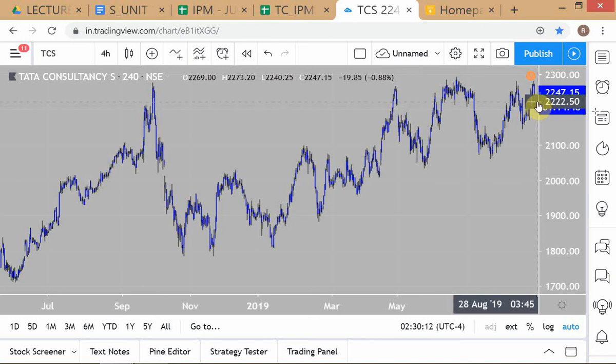So at this point, when the market is at 2220, the breakout trader already knows that if the market goes above 2300, I will become bullish, and therefore I will want to buy. Is that clear? If you want to buy when the market rises above 2300, then our trigger is going to be 2301. Let's assume that the minimum increment is 1 rupee, for the sake of argument.